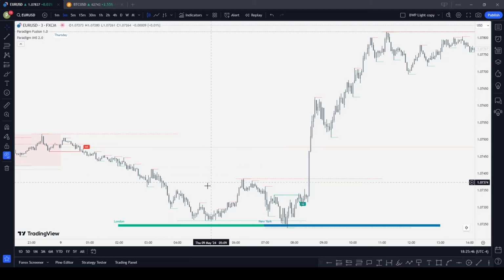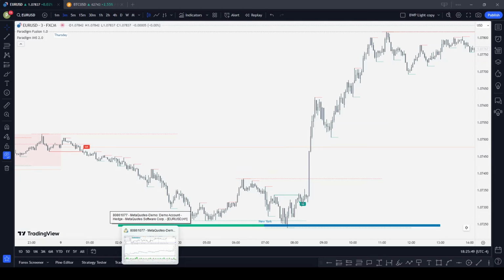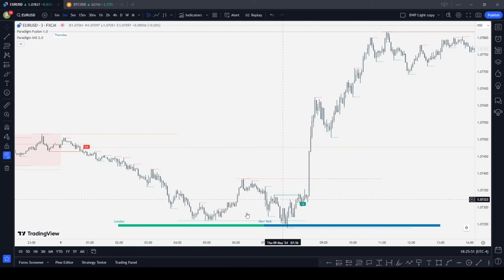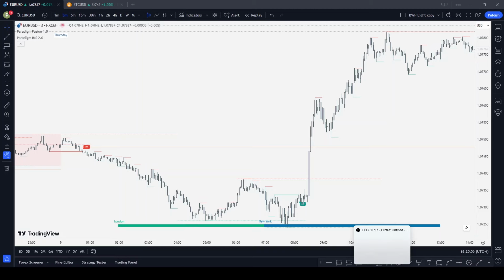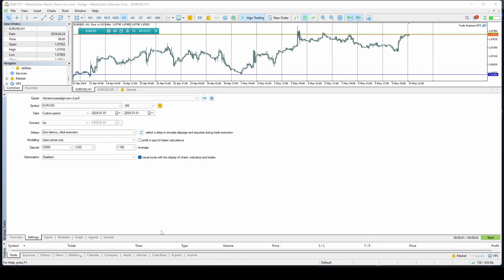Okay, so I'm going to switch over to MT5 so that I can use the strategy tester to run a quick backtest. Okay, so this is the MT5 strategy tester, right? So I'm going to run a quick test now.